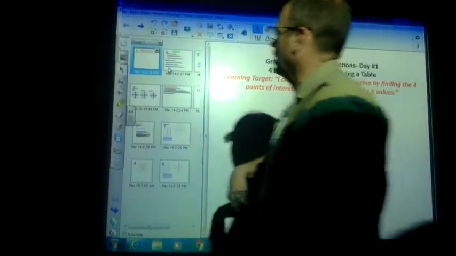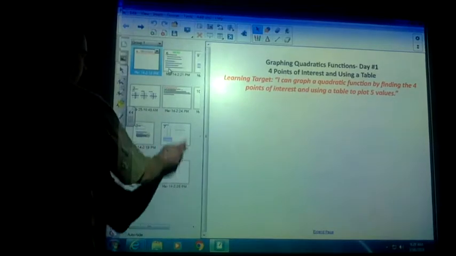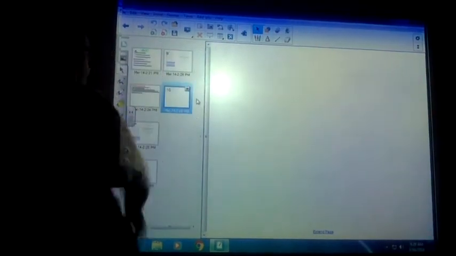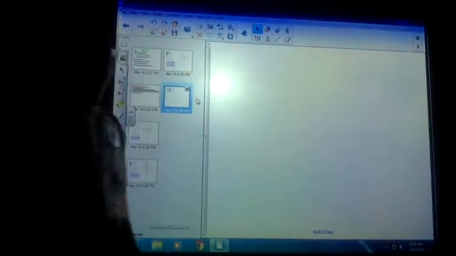Just a little information so you're aware. One, our projector's working again, so yay. But I'm going to go to this page.